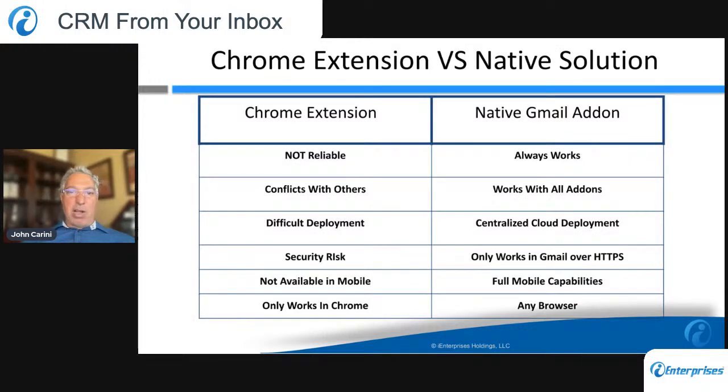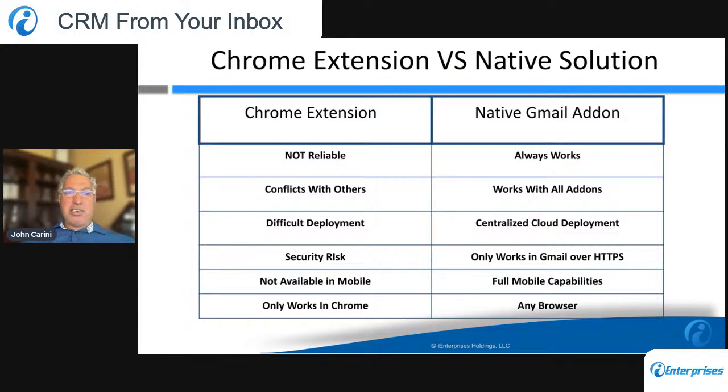So I was talking about Chrome extensions. This is with respect to Gmail and the fact that we're not using the typical methods for integrating your inbox with CRM. We're using something called a Gmail add-on, and they always work. Chrome extensions often fail. Gmail add-ons don't conflict with other add-ons or other applications. They always seem to work. They're easy to deploy because you can deploy centrally.